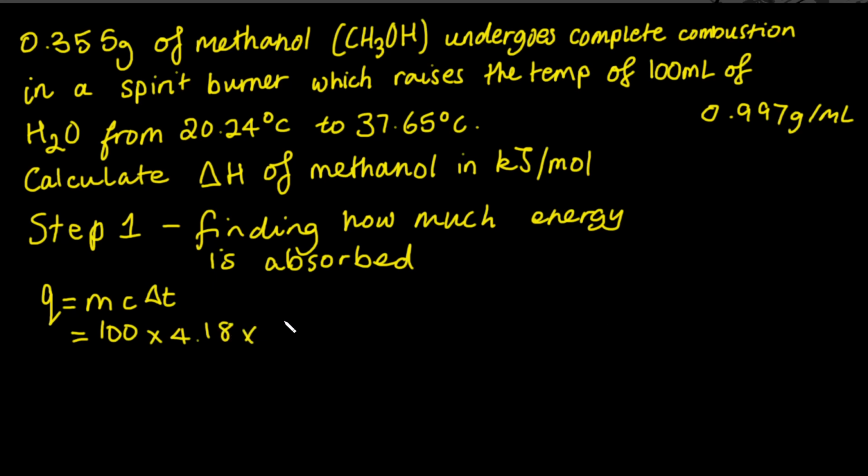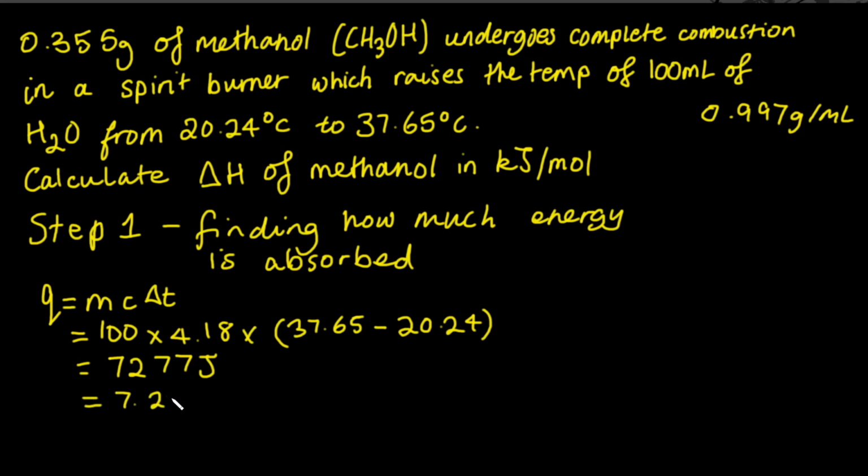And you multiply that by the change in temperature, which is 37.65, which was the final temperature, I should say, and the initial temperature, which is 20.24. So if you put that into your calculator, you get a value of 7,277 joules, or 7.277 kilojoules. So that's step 1 complete.